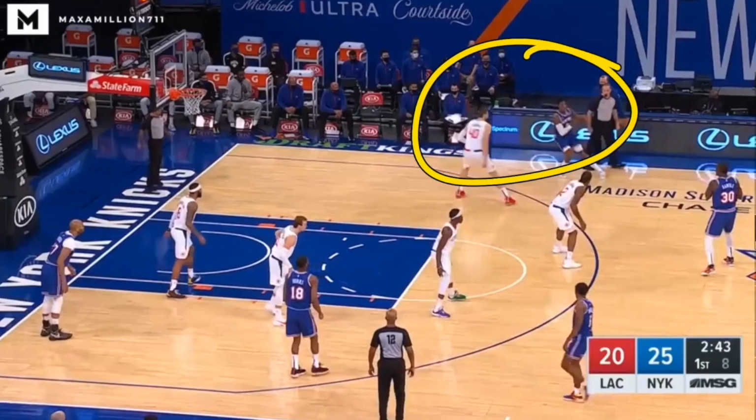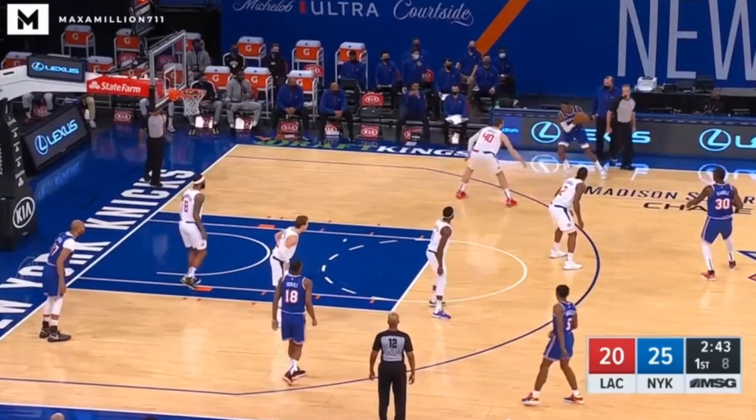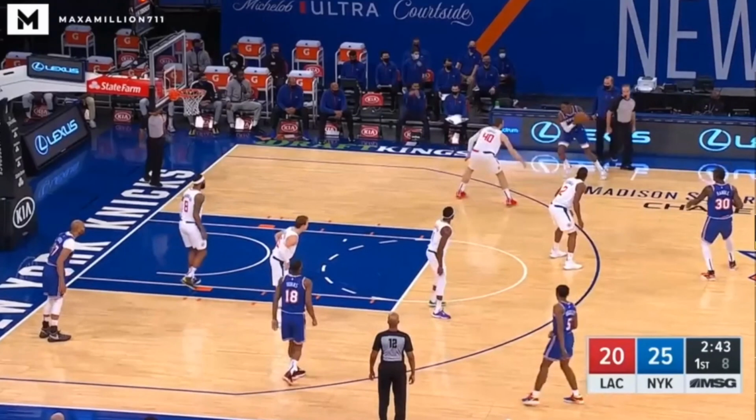Anytime you are being guarded by a center or a player who is slower than you, Zubac is not a very fast foot speed player, what you can do after you catch that ball is see who's defending you. See that face looking at him like, oh, I got Zubac, this is going to be fun. And from there, what does he do?